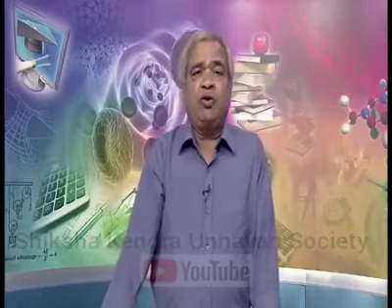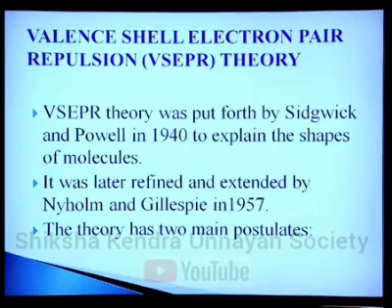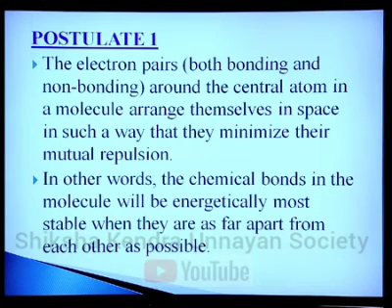Now, valence shell electron pair repulsion theory. This theory has 2 main postulates. Number 1, the electron pairs, both bonding and non-bonding, around the central atom in a molecule arrange themselves in space in such a way that they minimize their mutual repulsion. In other words, the chemical bonds in the molecule will be energetically most stable when they are as far apart from each other as possible.